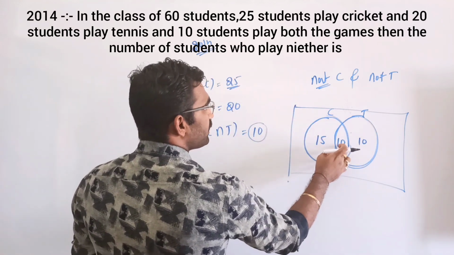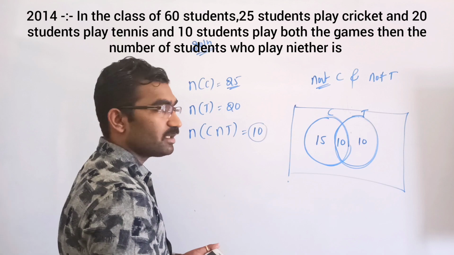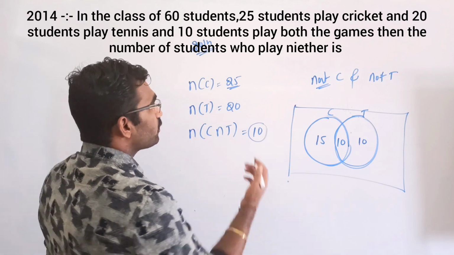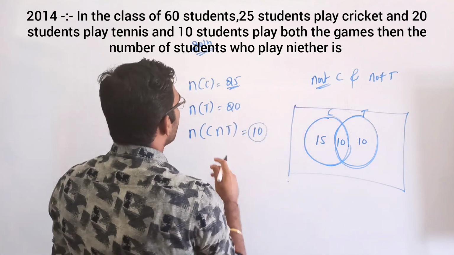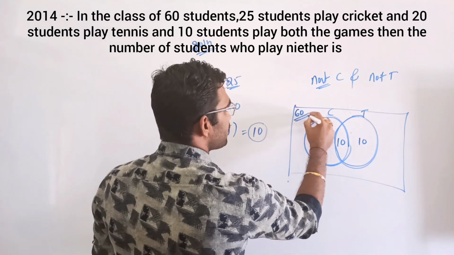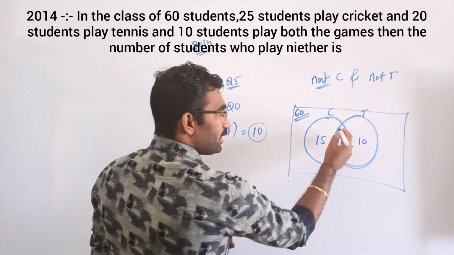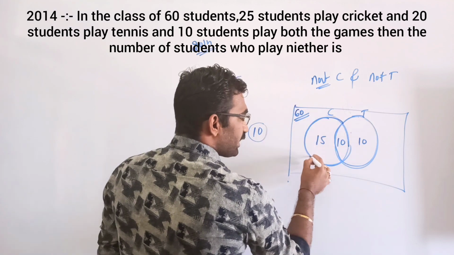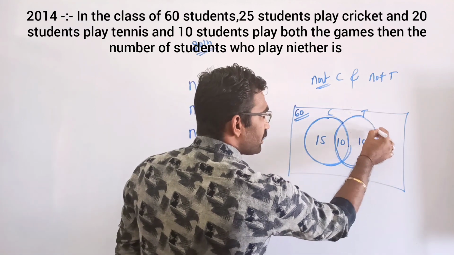Therefore 15 plus 10 is 25 in the cricket group. In total, how many students are there? They have given that 60 students are present. Just check here: those playing cricket as well as those playing tennis are all present here.